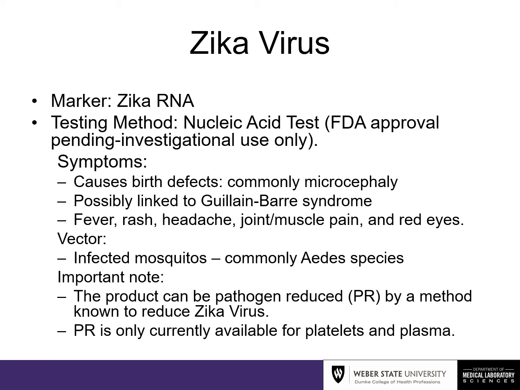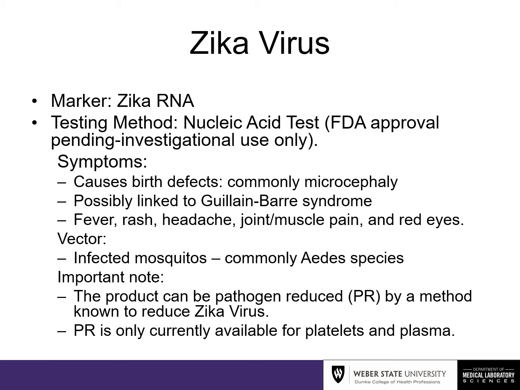Moving on to the Zika virus. So Zika virus is the most recent test to be added to screening in blood centers. The marker would be Zika RNA, while the testing method is nucleic acid test. However, FDA approval is still pending on this, and it should only be used for investigational use only.